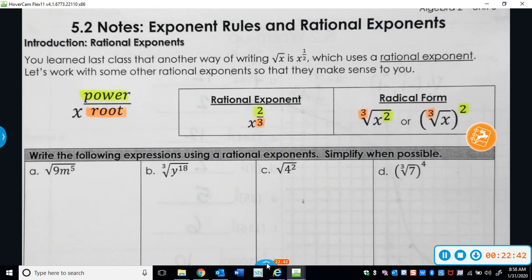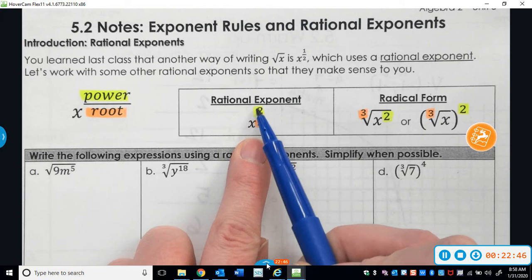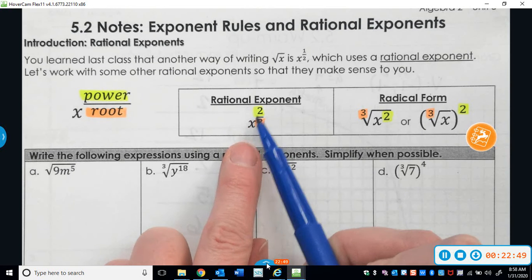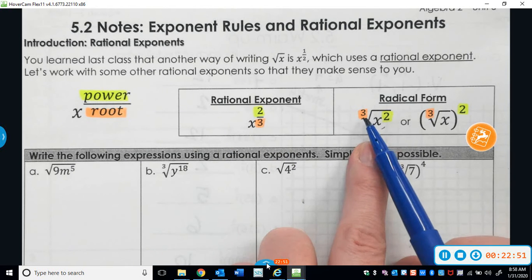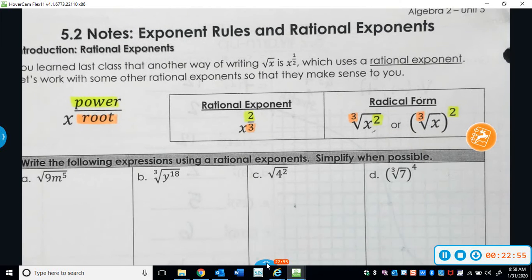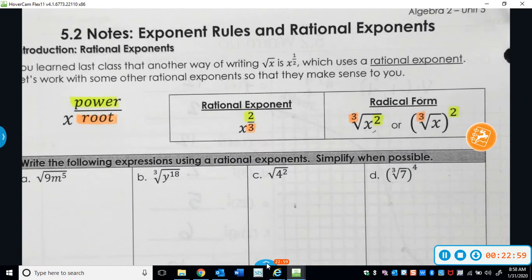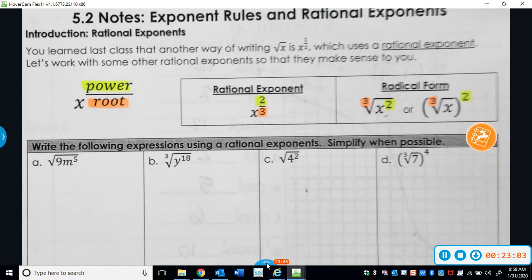All right. And one thing to notice is when I rewrite this in radical form, my power is 2. So I can either write that as an x squared inside a cube root, or I can write it as the cube root of x and square that amount afterwards. So when you start simplifying, you can use either one of these depending on what you think will be easier. Because we are going to simplify some of these things.